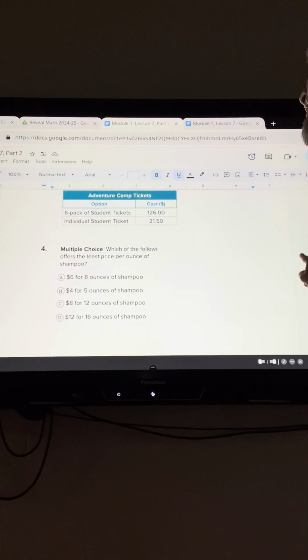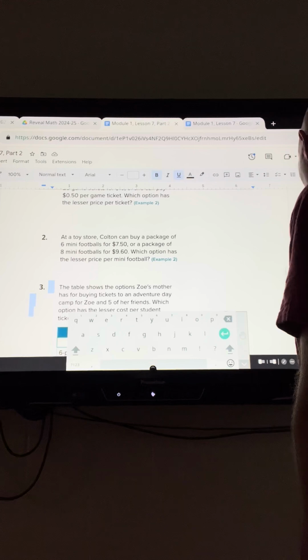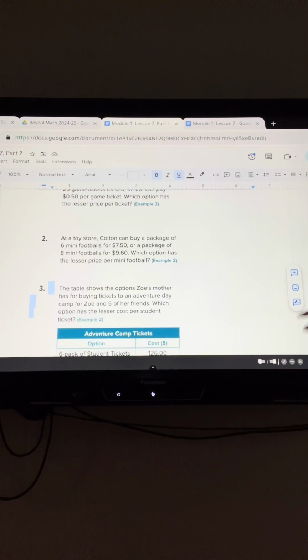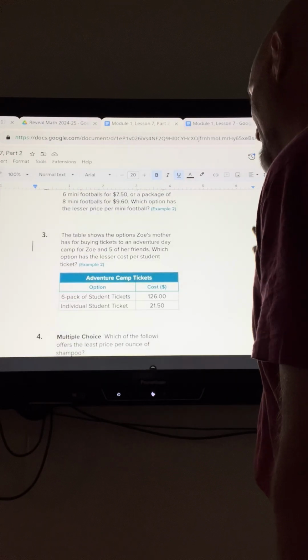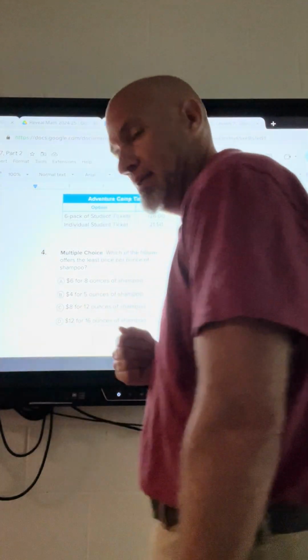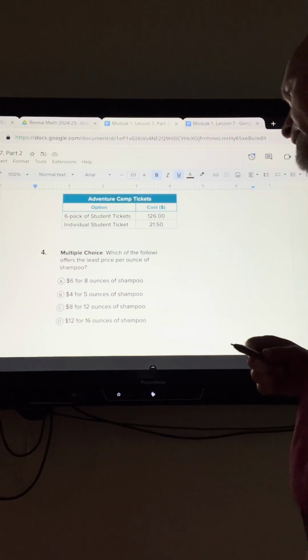Which of the following offers the least price per ounce of shampoo? Okay, so if it's per ounce, that means the ounce has to be 1, right? The amount for 1, right?